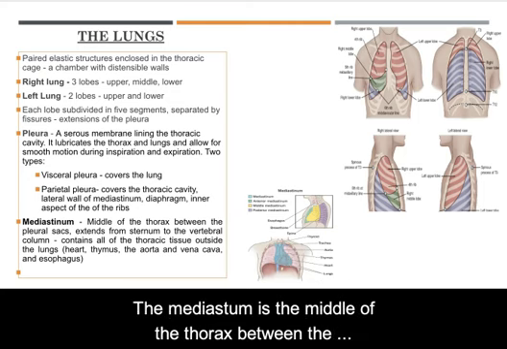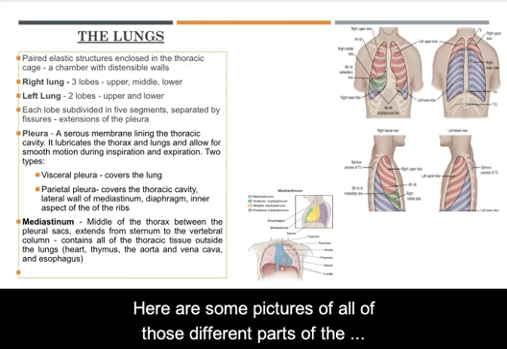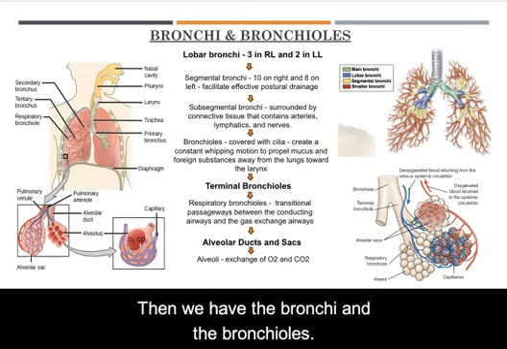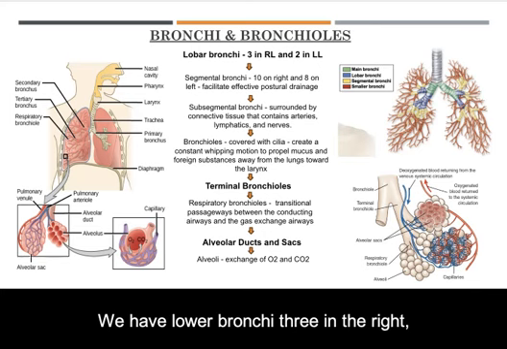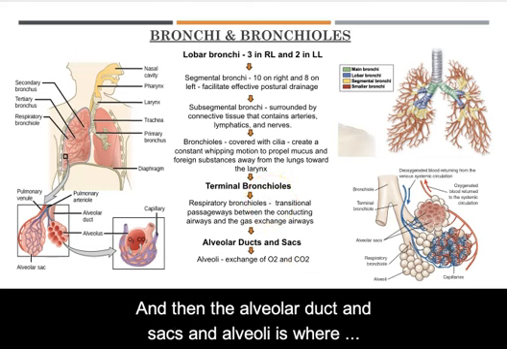The mediastinum is the middle of the thorax between the pleural sacs and extends from the sternum to the vertebral column. And here are some pictures of all of those different parts of the lower respiratory tract and mainly the lungs. Please take a look at those. Then we have the bronchi and the bronchioles. We have in the lower bronchi, 3 in the right lobe and 2 in the left lobe. And you have then the terminal bronchioles and then the alveolar duct and sacs.